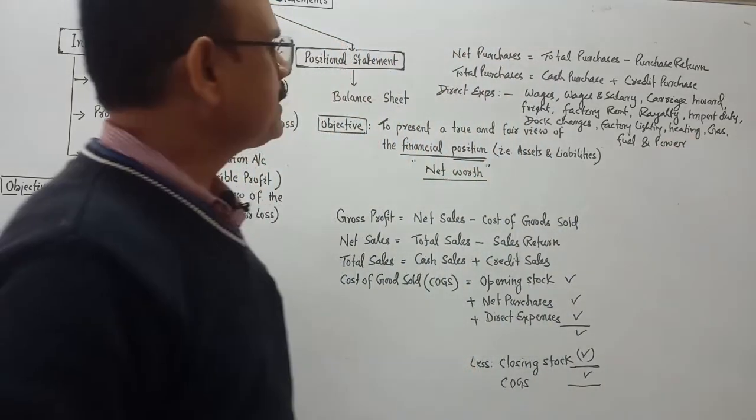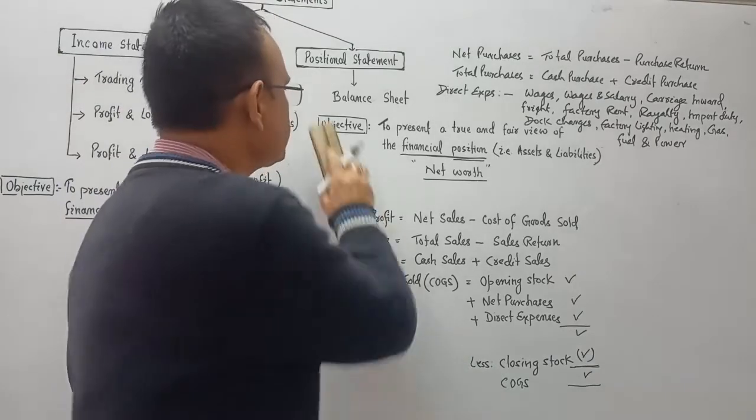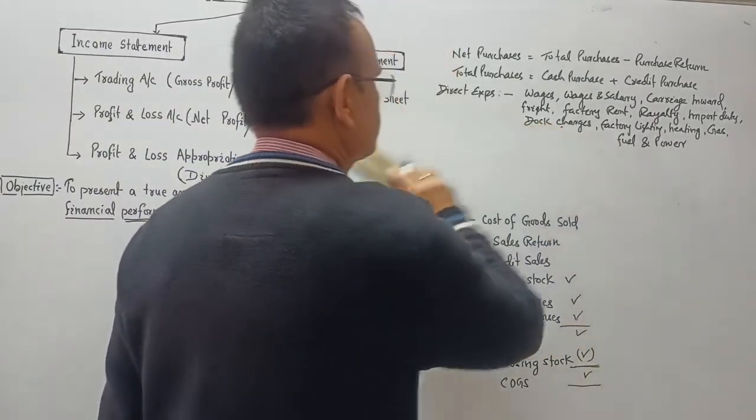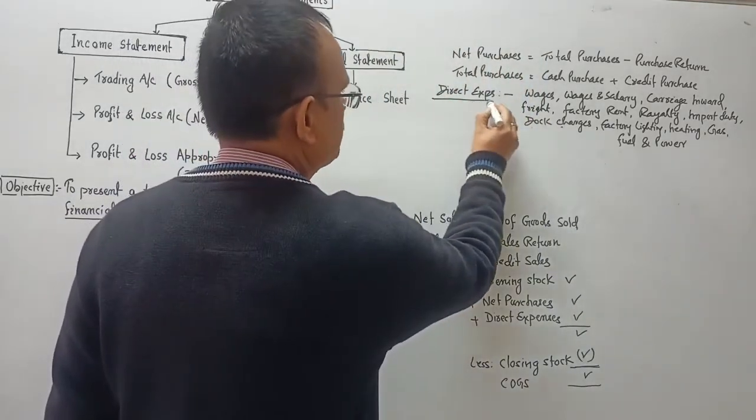These all come under the direct expense. Is it clear? So the direct expense, what are direct expenses?